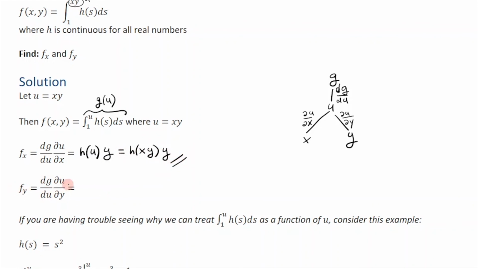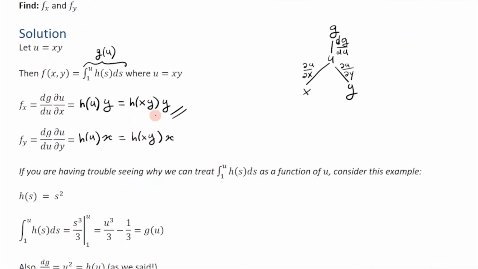For this part, it's the same thing. We have h of u times partial u partial y, so we get x. This is equal to h of xy times x.